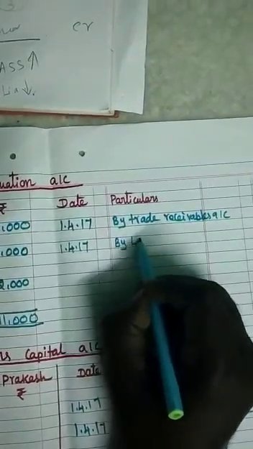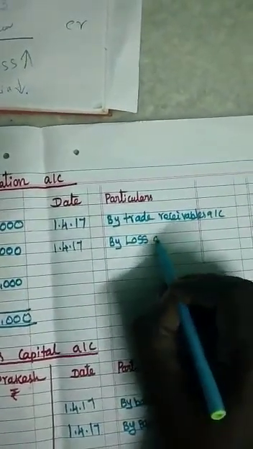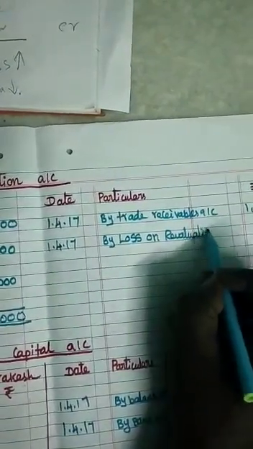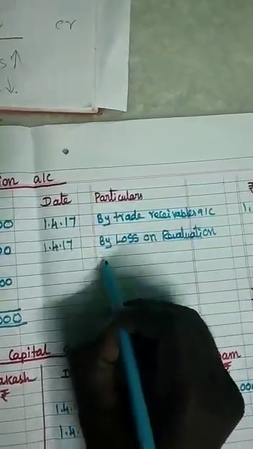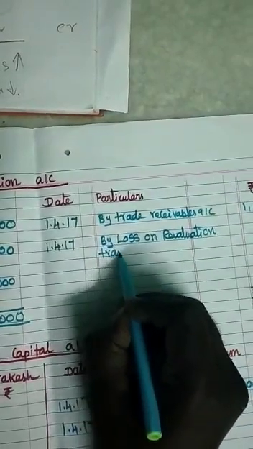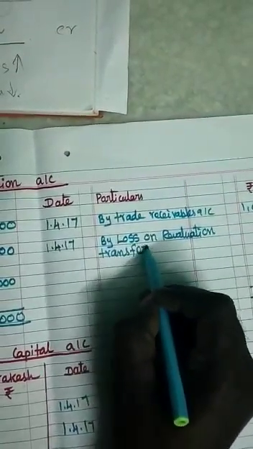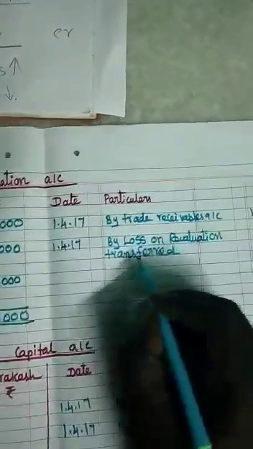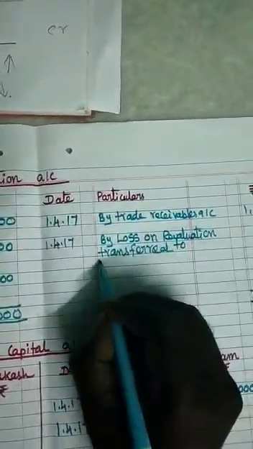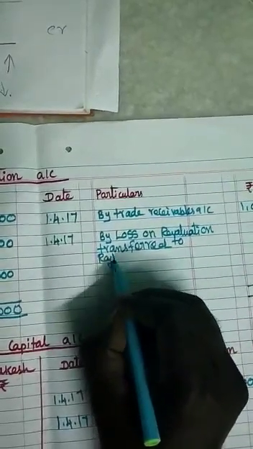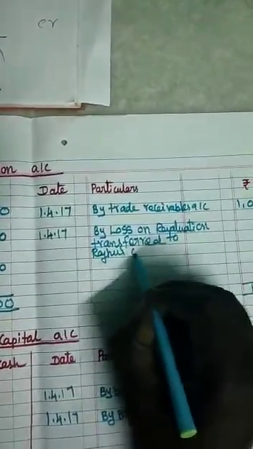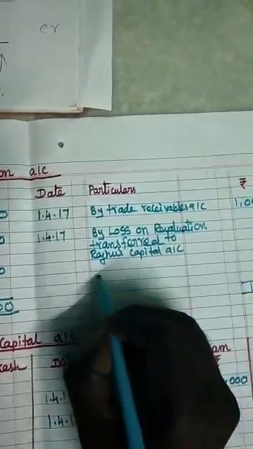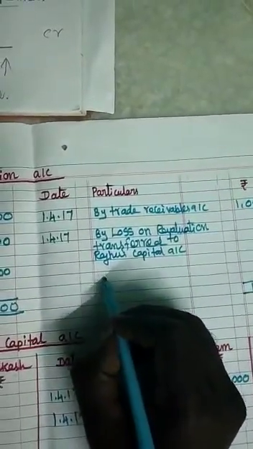The loss on revaluation should be transferred to the old partners. Who are the old partners? Rahu and Sham. So the loss on revaluation is transferred to Rahu's capital account and Sham's capital account.